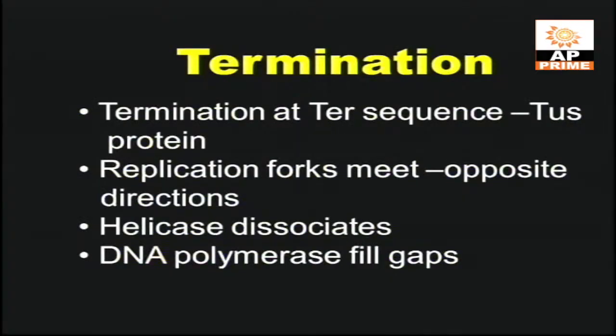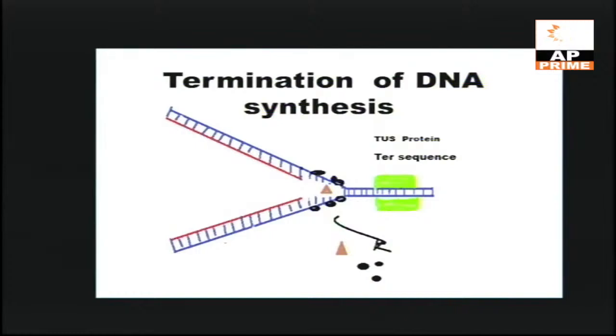This induces termination of DNA replication. Now the DNA polymerase 3 enzyme synthesizes complementary strands on both sides of the replication fork. This is the end of DNA replication. So termination takes place at the TUS and TER sequences.